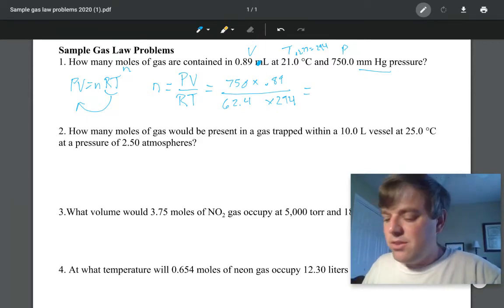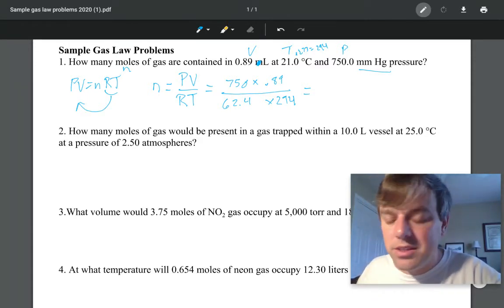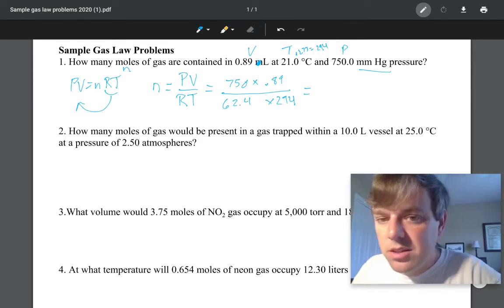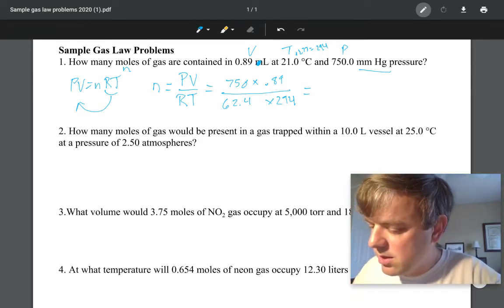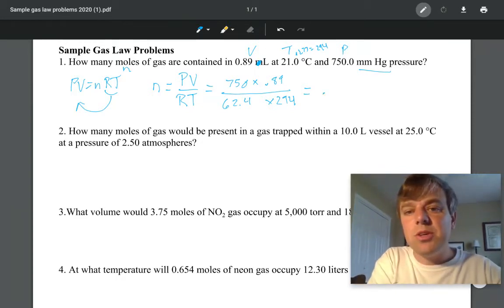And so we take 750 times 0.89 divided by, in parentheses, 62.4 times 294. We get 0.036 moles.